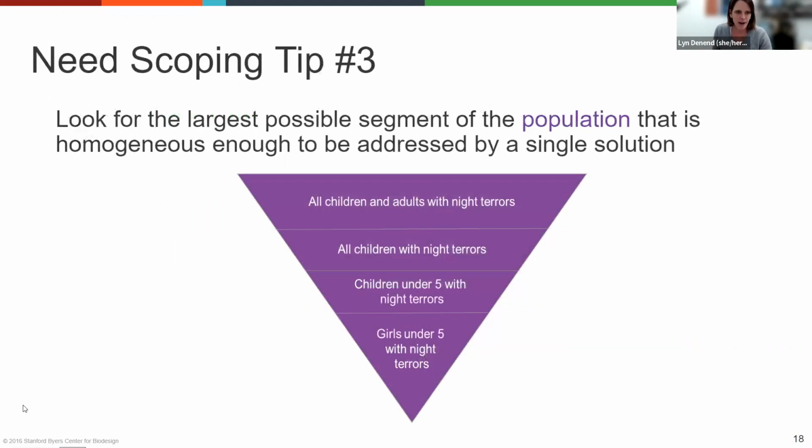Our next tip here is also to think about the largest possible segment of the population that is homogeneous enough to be addressed by a single solution. So we hit on this before. What is our biggest population that we can do something meaningful for with a single solution? And you can see the example here. Next slide.